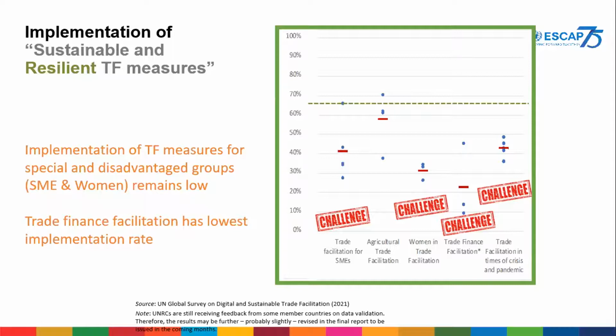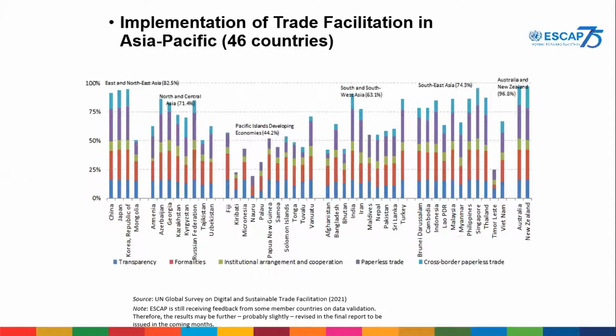Trade facilitation in times of crisis and pandemic was also a challenge, mainly lacking the implementation of forward-looking and long-term measures about preparation for an upcoming or future pandemic and crisis. So here, the implementation of trade facilitation in Asia Pacific can be found, but the best way would be to actually explore the untfsurvey.org website.